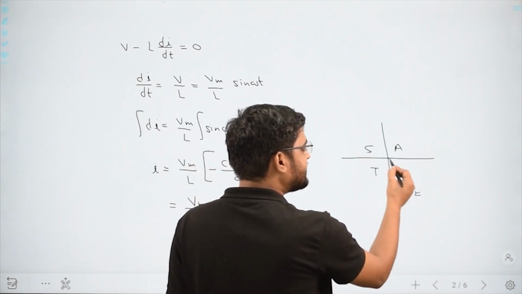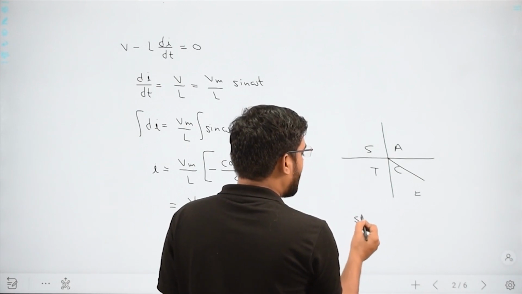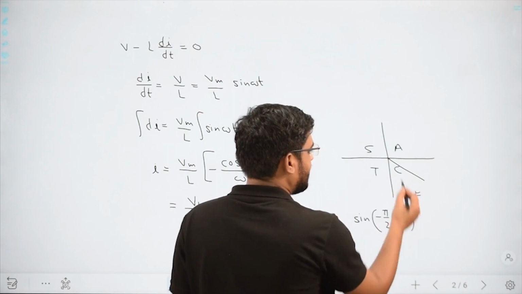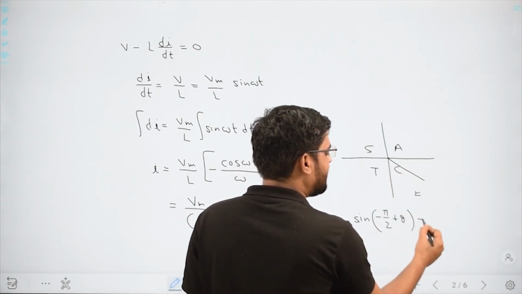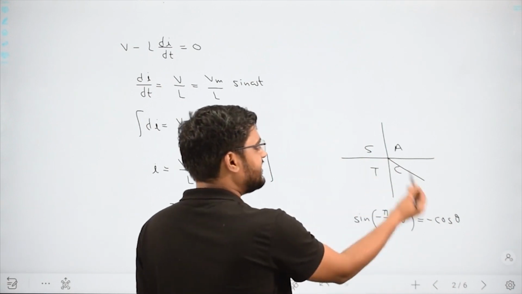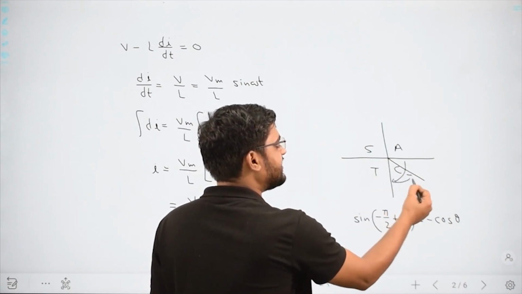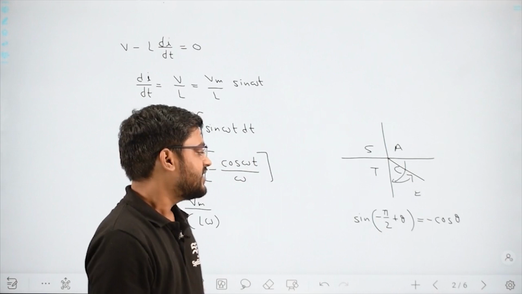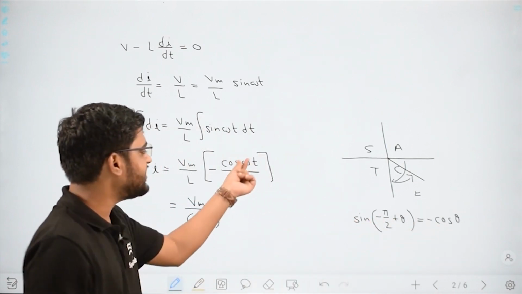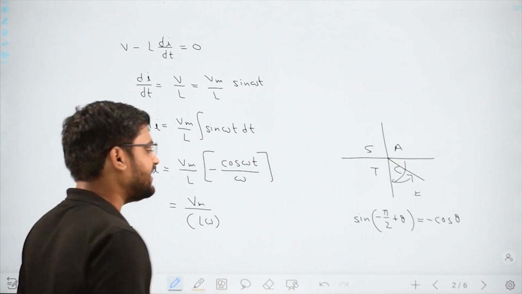So, I am writing in this quadrant that sine of minus pi by 2 plus theta will become negative cos theta, because sine in this quadrant, minus pi by 2 plus theta, right? So in this quadrant the sine is negative, so that is negative cos theta, and I just need to replace my theta with omega t. I'll get my answer.